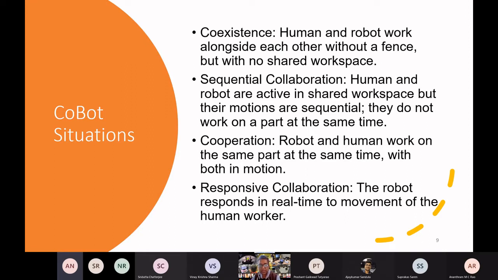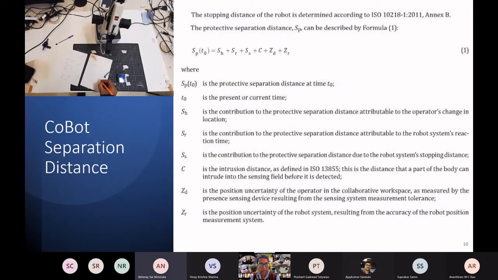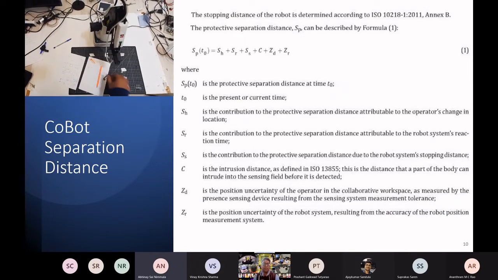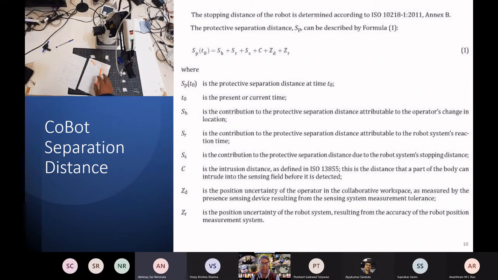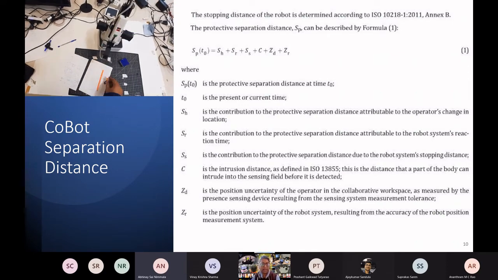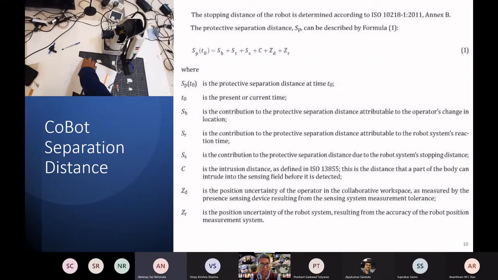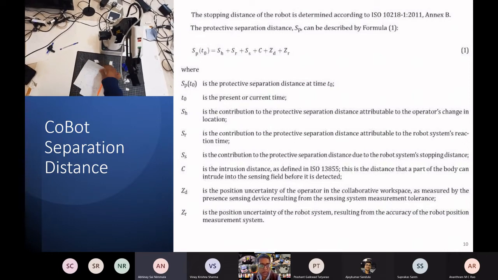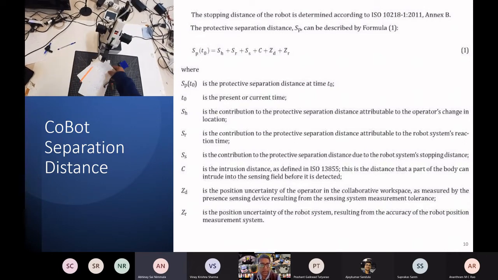But the third situation is this cooperation situation that we will look into in detail in the subsequent slides, because here both the robot and the humans are sharing workspace, they are sharing the workpiece also, and that's happening simultaneously. This is a typical situation. So on the top left, you can see a video which Vinay just recorded yesterday. And here you can see a typical situation where the robot and the human are moving simultaneously.